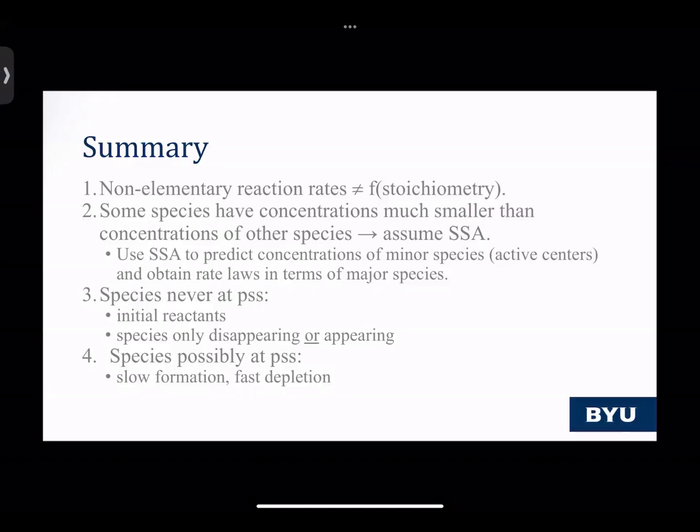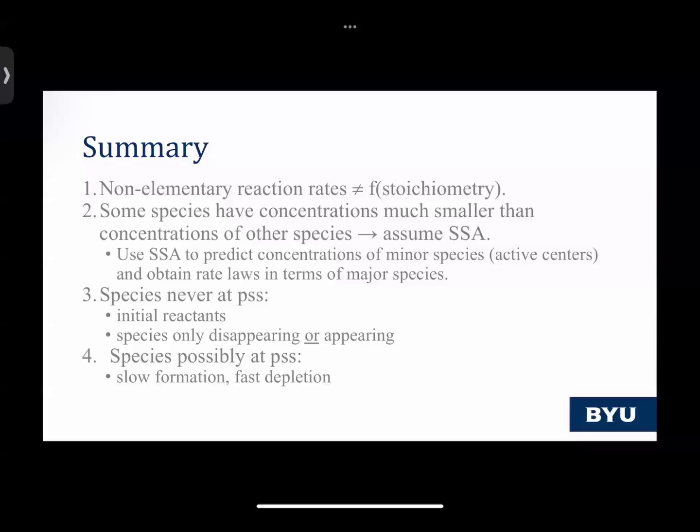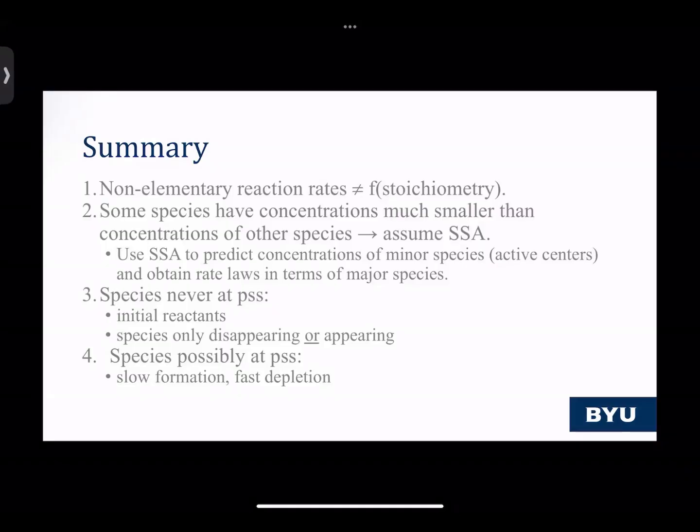Species that can't be at pseudo steady state are initial reactants, and species only disappearing or appearing. So if it's only a product or a reactant, it's not a good candidate for being a pseudo steady state species. Species possibly at steady state are ones that have slow formation, fast depletion. So radicals are a good candidate for that.